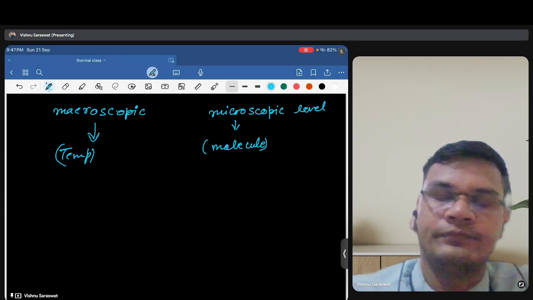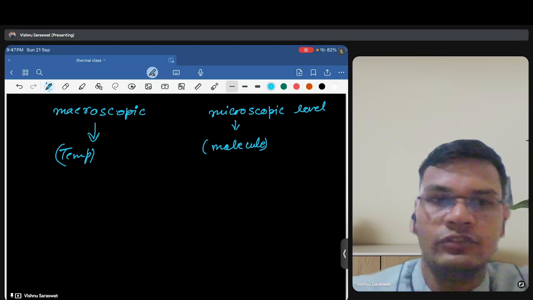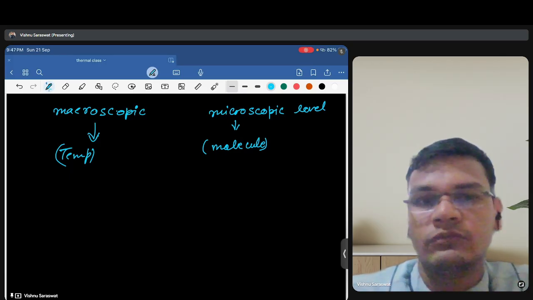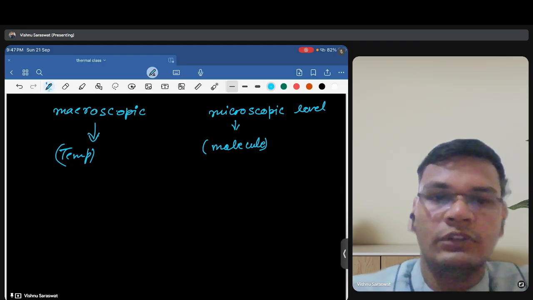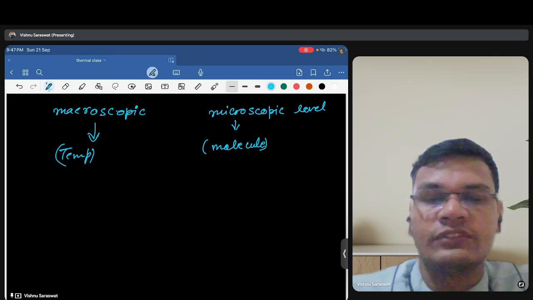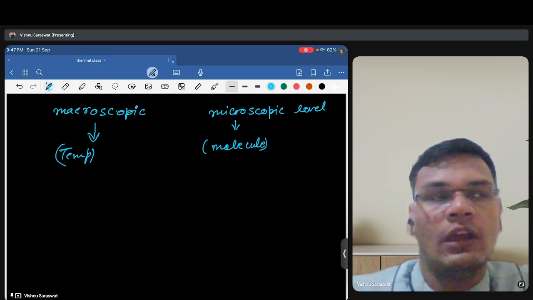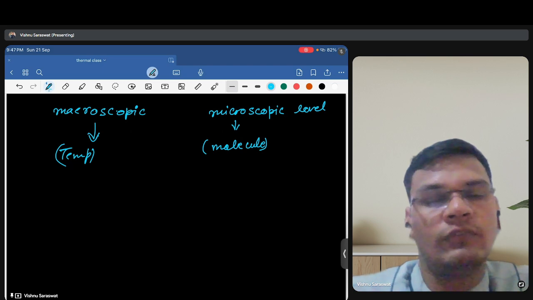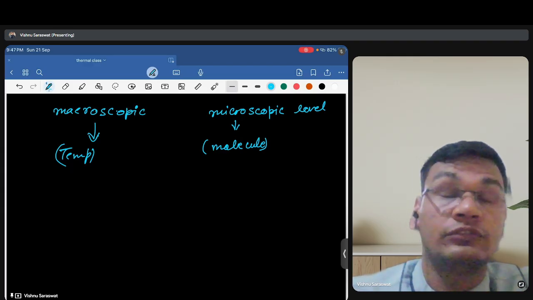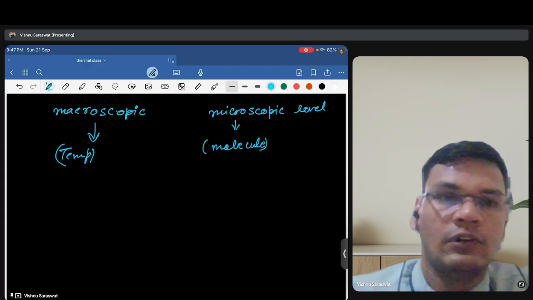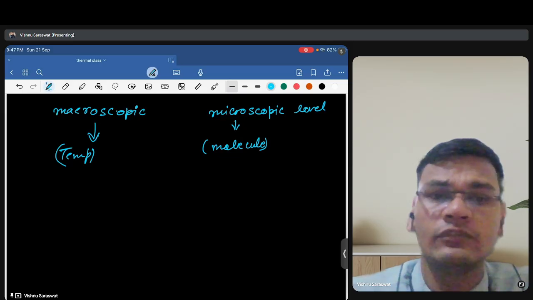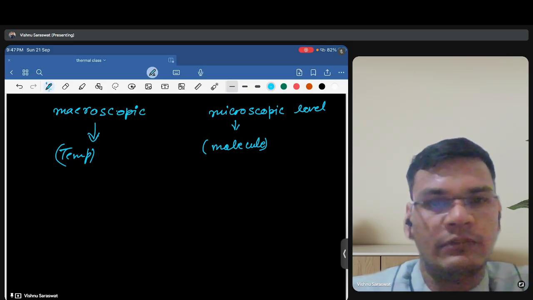Ice melts at 0 degrees Celsius, and when we convert into Kelvin, it's 273 Kelvin. Boiling water is 100 degrees Celsius. And when we talk about the hotness of the sun's surface, it's 600,000 Kelvin. The absolute zero is 0 degree Kelvin.